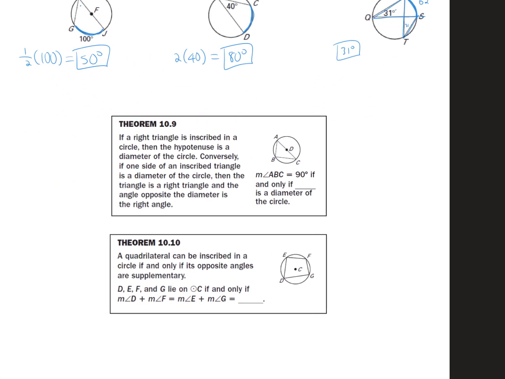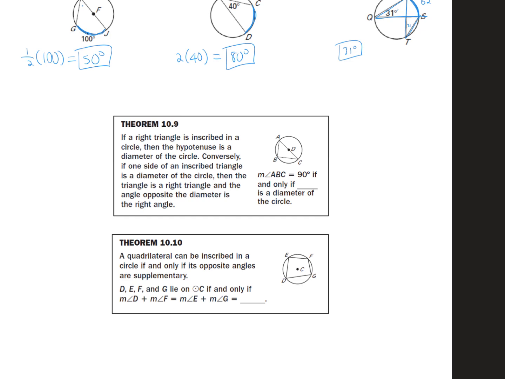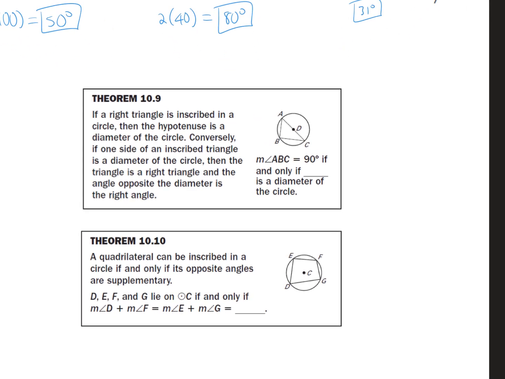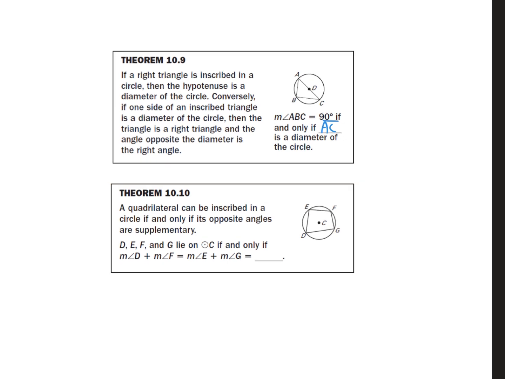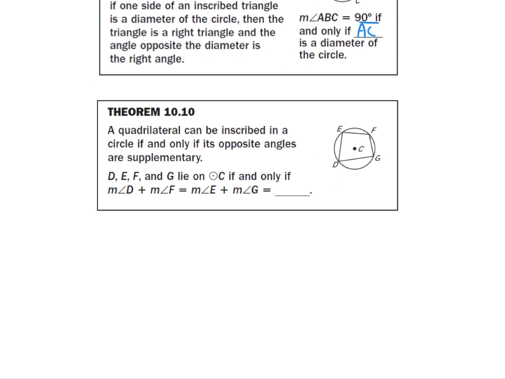Awesome. All right. Couple more things here. If a right angle is inscribed in a circle, the hypotenuse has to be the diameter. So for example, AC is a diameter. Basically, if you have a right triangle in a circle, the hypotenuse has to go right through the middle and be a diameter, okay? And a quadrilateral can be inscribed in a circle if and only if its opposite angles are supplementary. What does that mean? They add up to what? They add up to 180 degrees. So these angles add up to 180, and these angles add up to 180, okay?